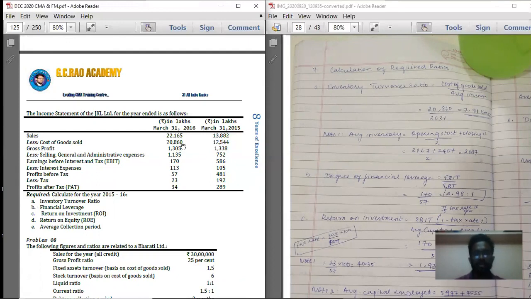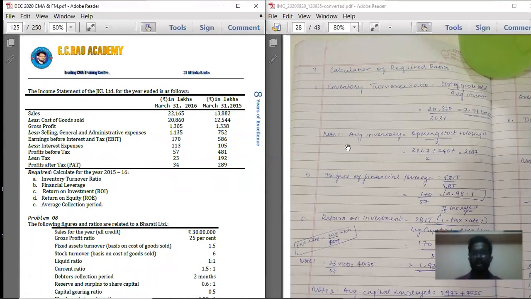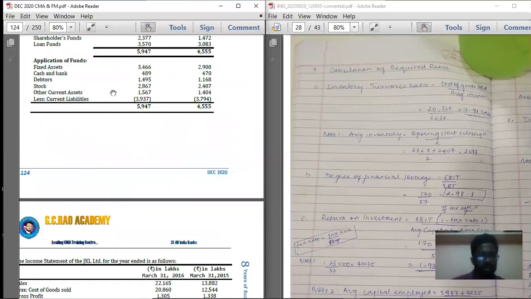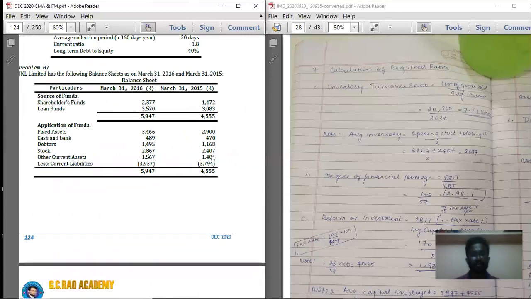For the year 2016-17, what is the cost of goods sold? 20,860. That is equal to 20,860 divided by average inventory. Leave two lines gap. Below that, note number 1. Average inventory is equal to opening stock plus closing stock divided by 2. What is the opening stock they have given? Opening stock is 2407 plus 2867 divided by 2, which is equal to 2637.